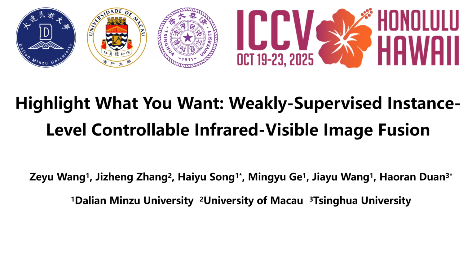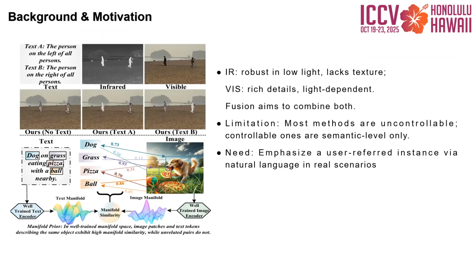Weakly-Supervised Instance-Level Controllable Infrared Visible Image Fusion. Our goal is simple but powerful. Allow a user to point, in natural language, to exactly one instance, the car on the right, the person at the top left, and produce a fused IR VS image that highlights that referenced instance while preserving overall image quality. This bridges a long-standing gap between traditional, uncontrollable fusion and practical, task-driven, instance-level control.